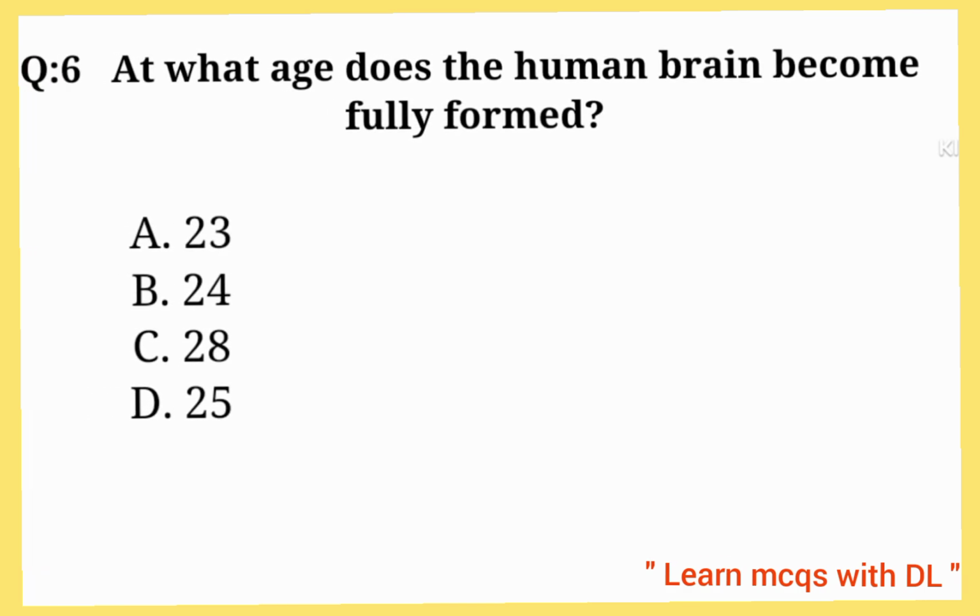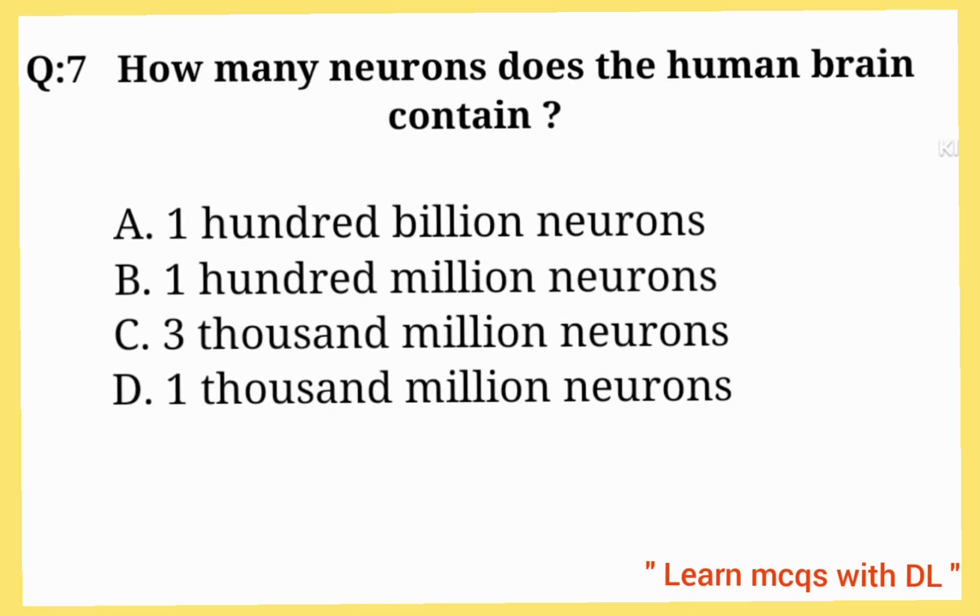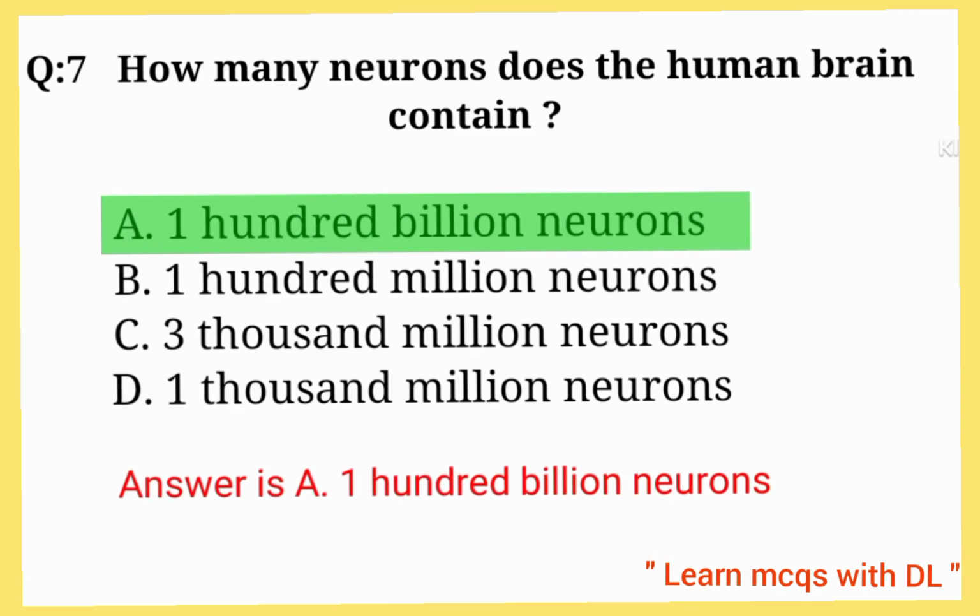Question number 6. At what age does the human brain become fully formed? 23, 24, 28, 25. The correct option is option D, 25. Question number 7. How many neurons does the human brain contain? The correct option is option A, 100 billion neurons.